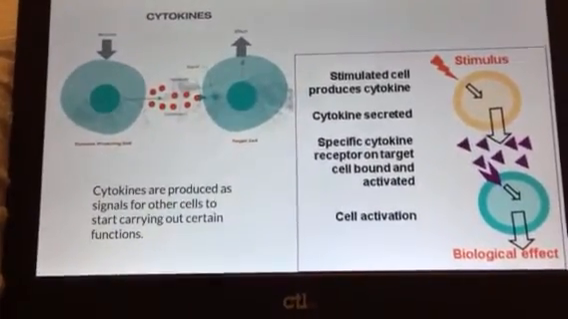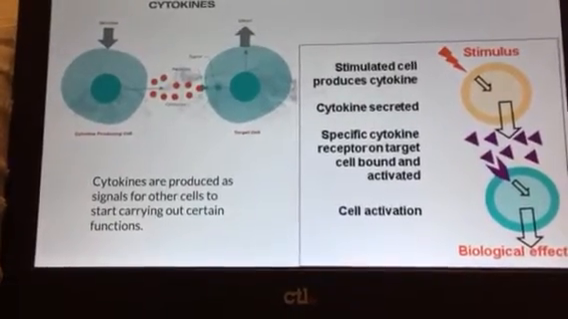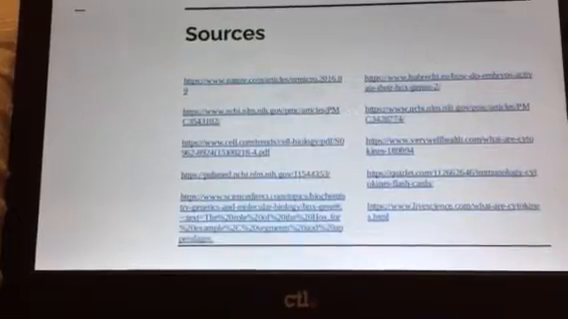Cytokines are produced as signals for other cells to start carrying out certain functions.